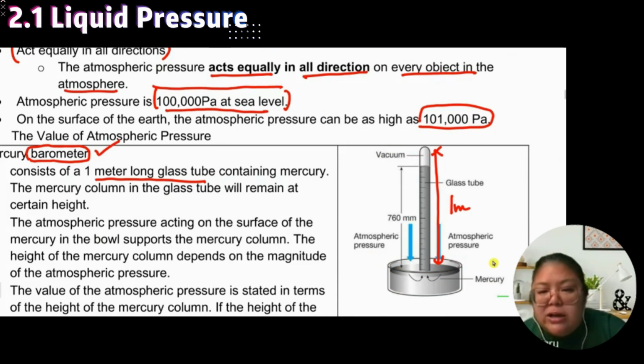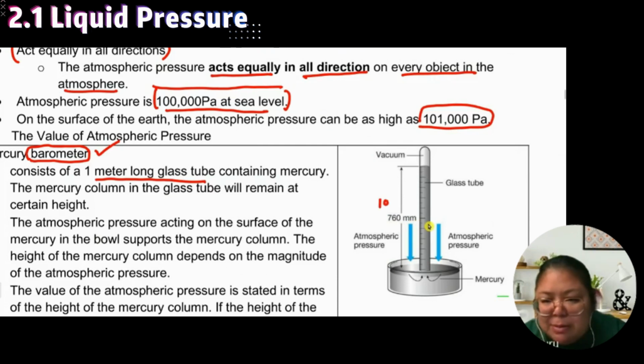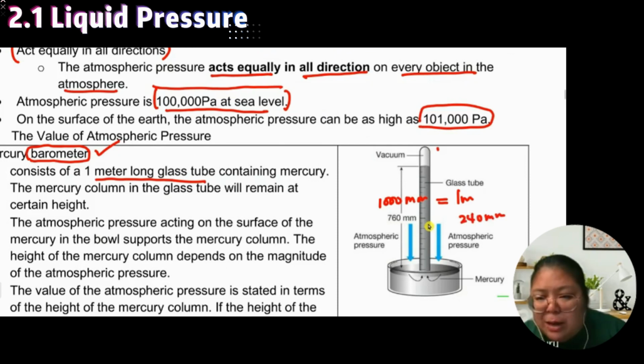So from here, you will say, is it every time they drop 76 mm? Suppose it's 1000 mm, lah. 1000 mm is the same as 1 meter. So it drops until 760. How many already dropped? It's around 240. 240 mm dropped inside here. So from here, they drop until 760 mm. I just want to let you know why they drop until 760 mm.